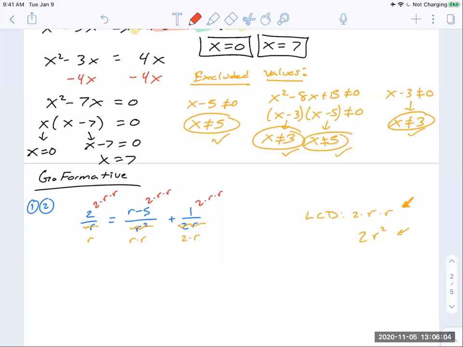In this first one on the left, I have an R down here that can cancel with an R up here. I am left with 2, 2, and R. What is 2 times 2 times R? 4R. Perfect.